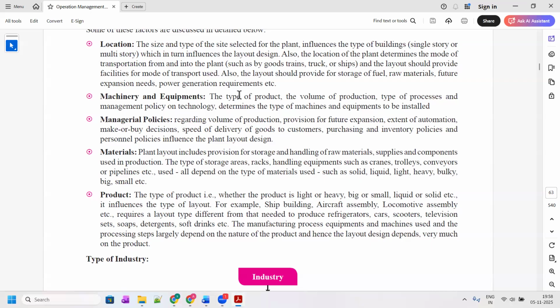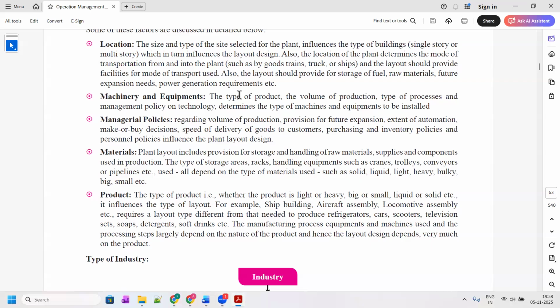So for locations, we try to answer questions like the size of the site, the type of the building, whether it can be single story or multi-story. Software firms would be multi-story, but when you talk about a steel company, they would be single story.